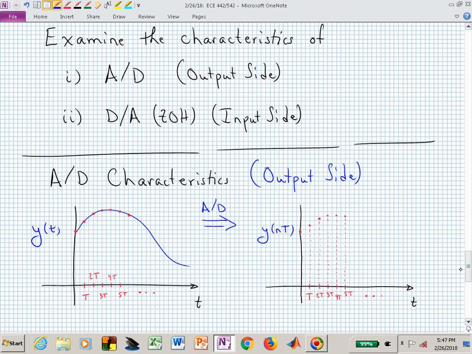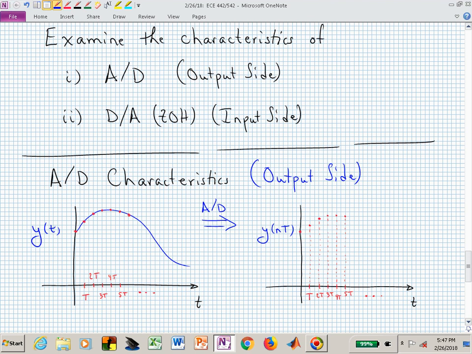Let's look at the output side, the analog to digital. Let's say that the output is some analog waveform, little y of t. We now want to convert that into a discrete sequence of numbers. We want to now process that through an analog to digital conversion step. What happens characteristic-wise, dynamically, when we take this blue analog continuous time waveform and we sample it?